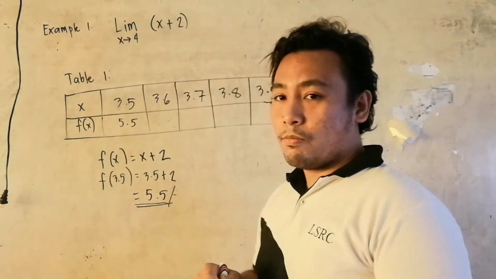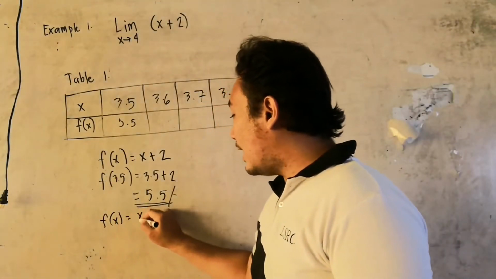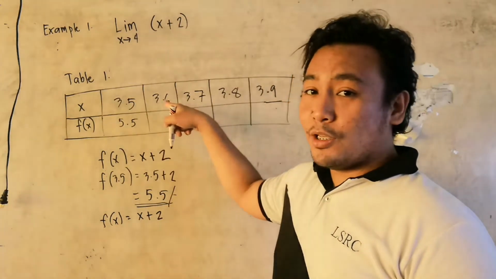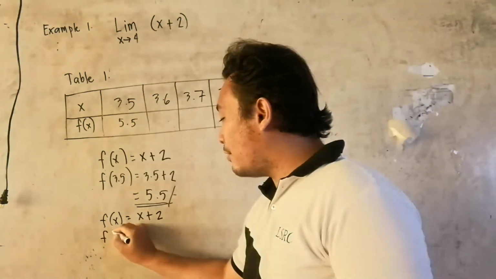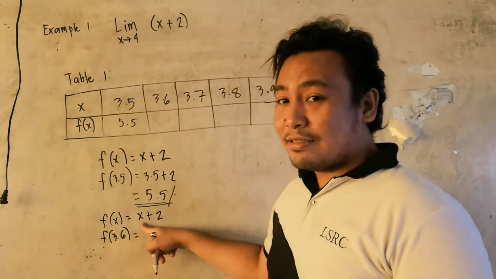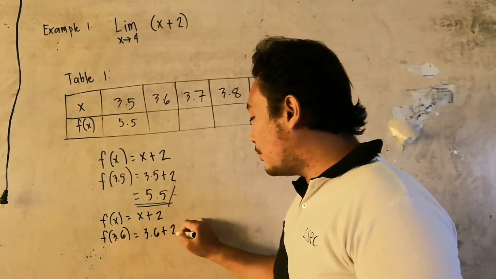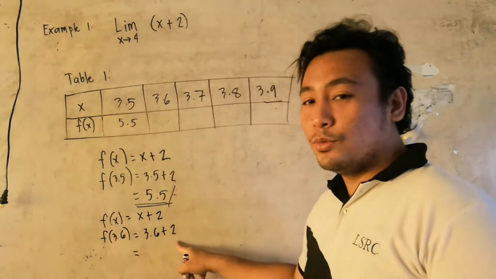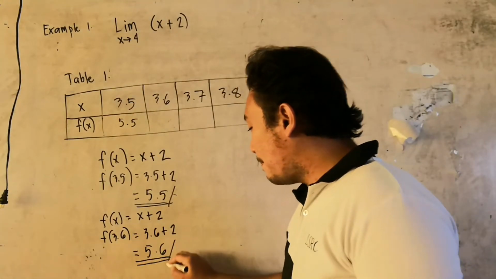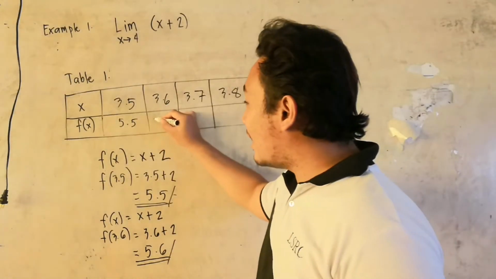So next, we have f of x is equal to x plus 2. The next value of x is 3.6. So now we have f of 3.6. Yung value ng x, gagawin natin 3.6. So we have 3.6 plus 2, and 3.6 plus 2 is equal to 5.6. So therefore, for the second box, ang ilalagay natin ay 5.6.